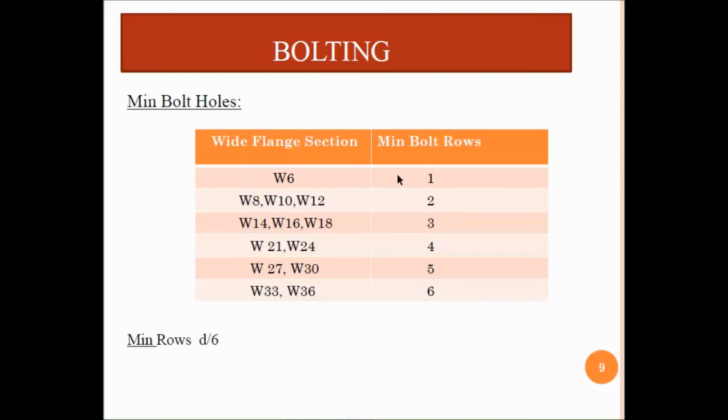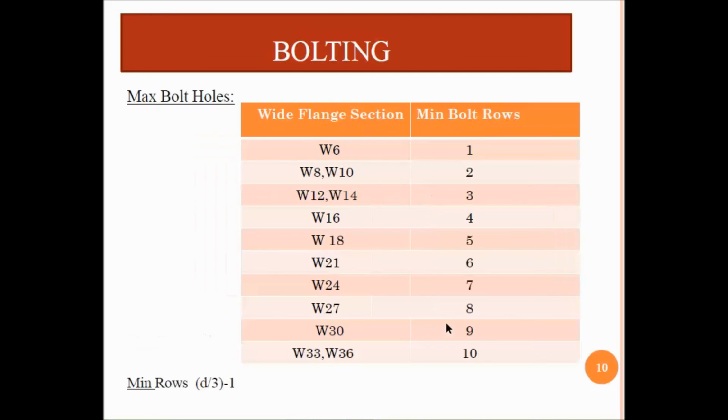If you're going to use a W6 section, the minimum bolt row is 1. If it is W8, W10, W12, we're going to go for 2 bolt rows. If it is W14, 16 and 18, we're going to have 3 bolt rows. If it is W21 and 24, we're going to have 4 bolt rows. If it is W27, W30, we're going to have 5 bolt rows. If it is W33 and W36, we're going to have 6 bolt rows.